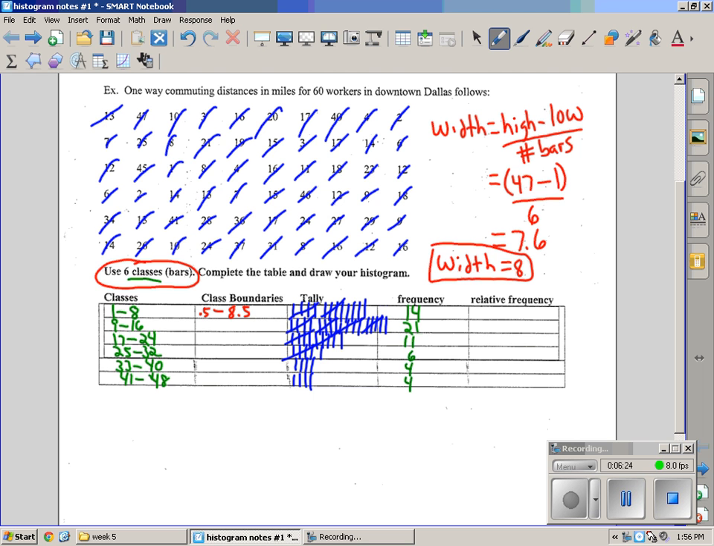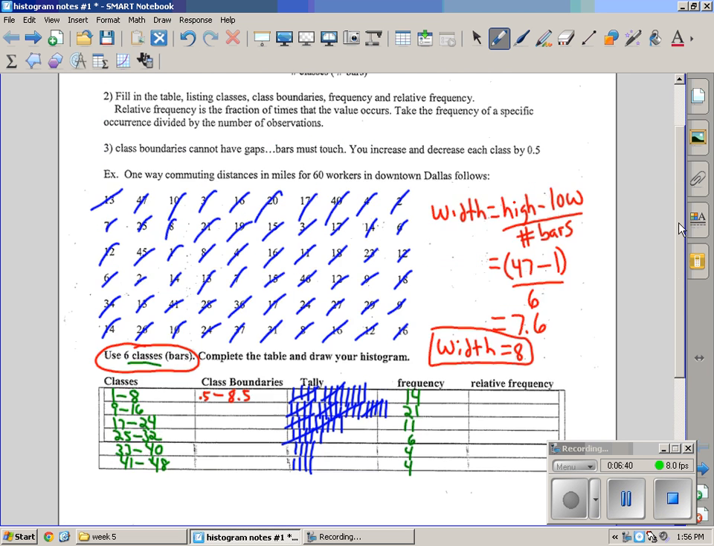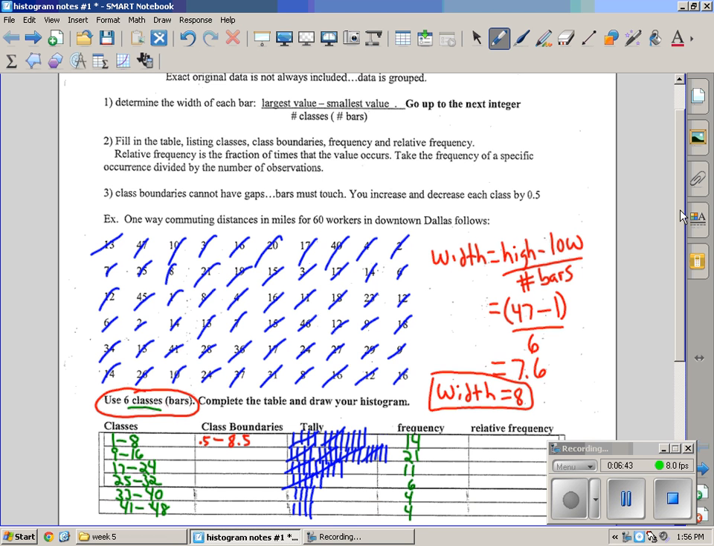So if you go down to the next one, 9. What's 9 minus 0.5? 8.5. Which is the 8.5 from up here. So now they're going to touch. You're going to minus 0.5. So that's the rule I gave up here. You're always going to do this. You increase and decrease each class by 0.5. This is going to be your class boundaries.